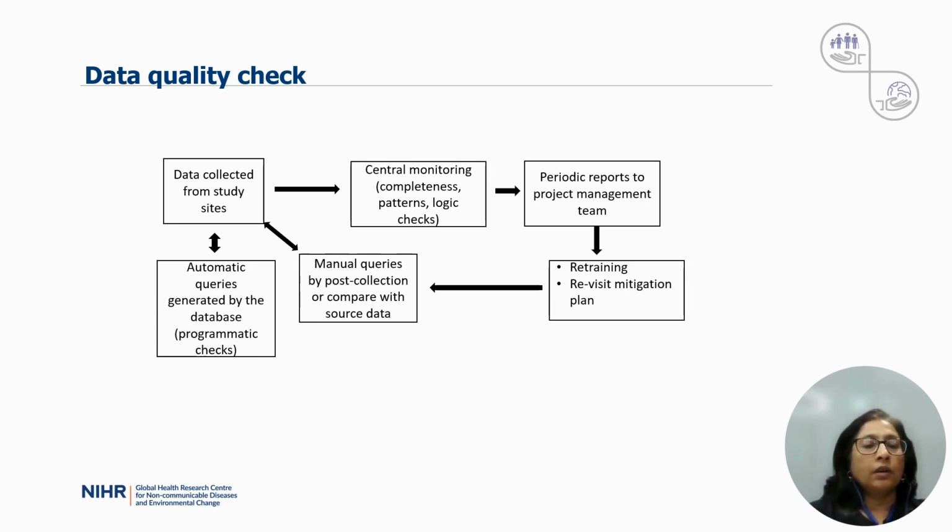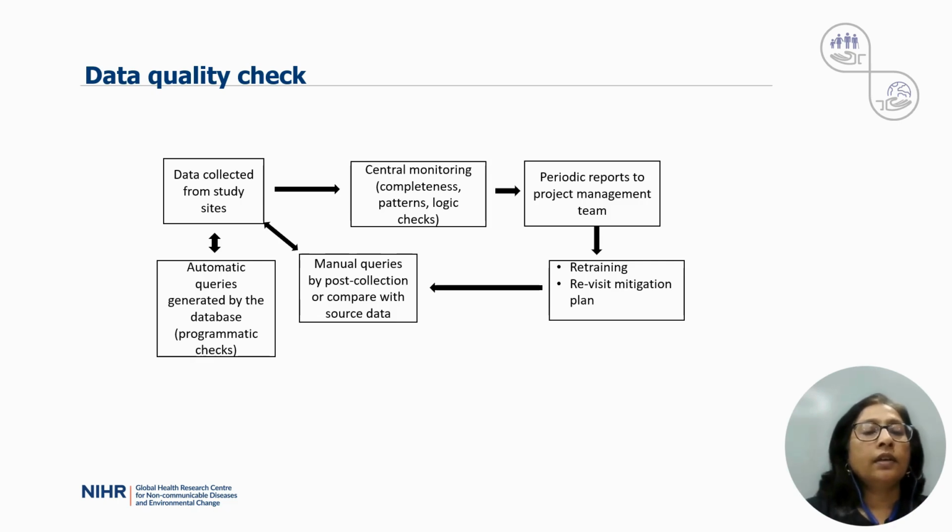This is a double arrow because the correction happens immediately. Now, that is one way of ensuring data quality. The second one is manual: somebody is checking the data. Some expert is checking the data either with the source or just eyeballing the data, and they can manually raise queries within the database.